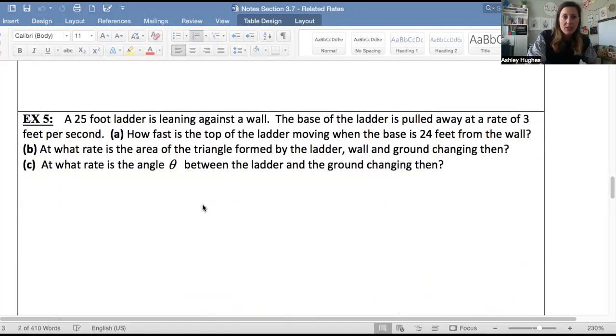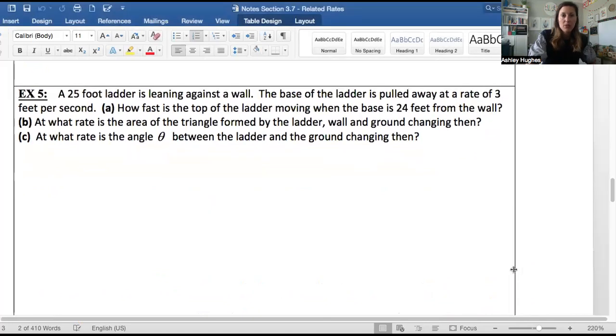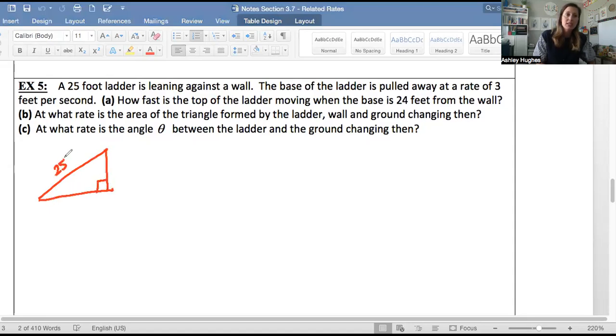A 25-foot ladder is leaning against a wall. This is a very classic problem, okay? A 25-foot ladder is leaning up against a wall. Also, it's very helpful to draw a picture in this situation. So the ladder is 25 feet, and that is not changing. So I get to label this because this is constant.